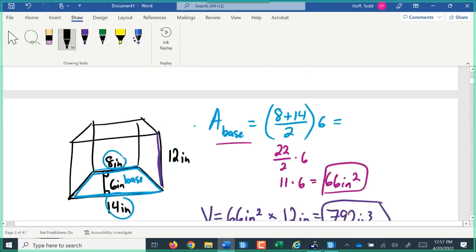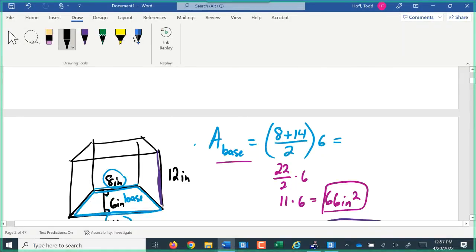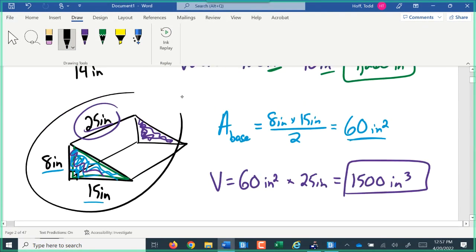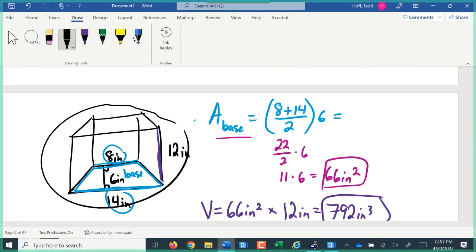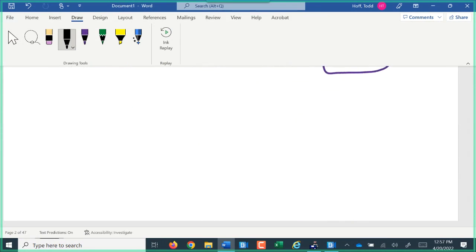Why do I go through that formula? A lot of people say volume is just length times width times height. That only works for what shape? A box. It would not have worked for this one because the base is not a rectangle. It only works for a box or a figure that has the base of a rectangle. My formula, the area of a base times the height, works for any shape, even this one.